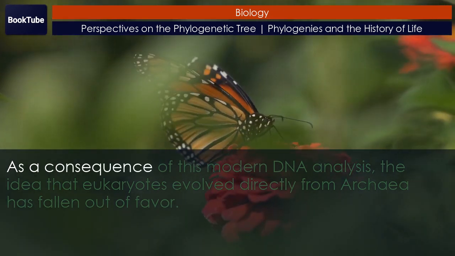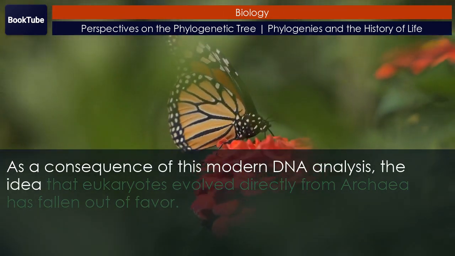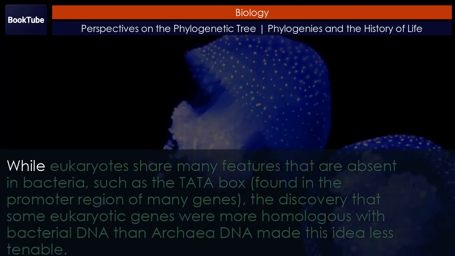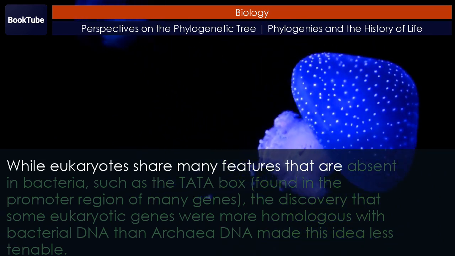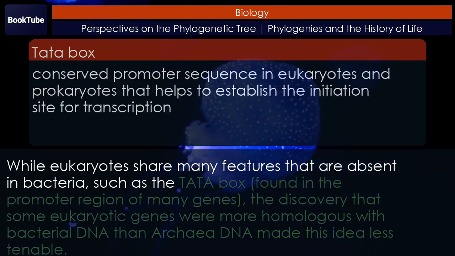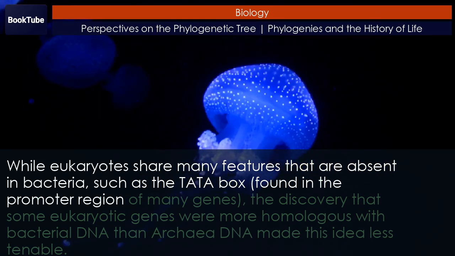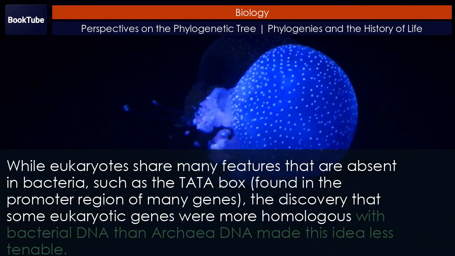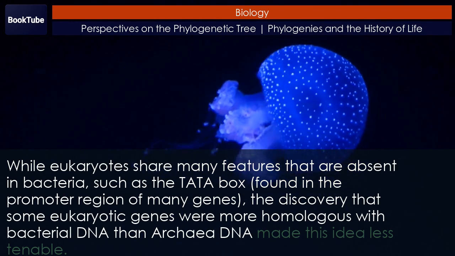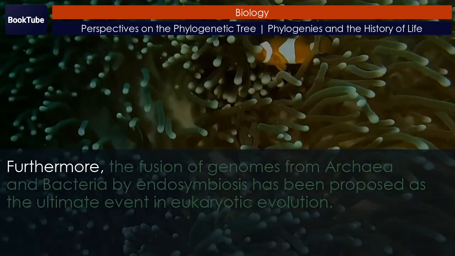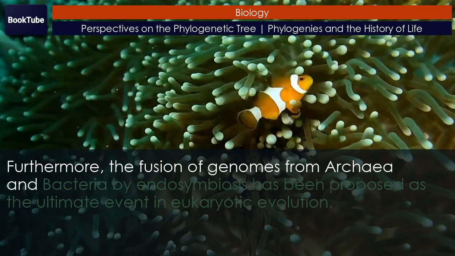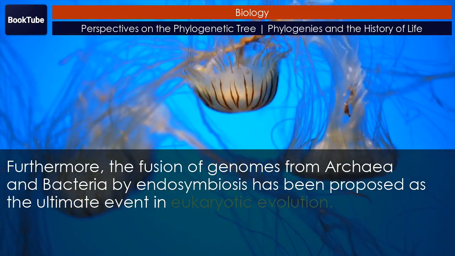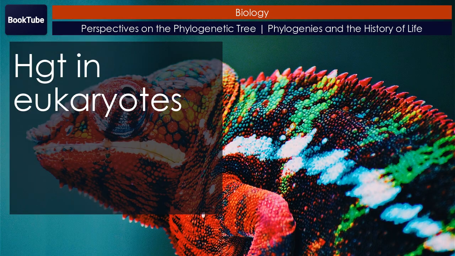As a consequence of this modern DNA analysis, the idea that eukaryotes evolved directly from archaea has fallen out of favor. While eukaryotes share many features that are absent in bacteria, such as the TATA box, found in the promoter region of many genes, the discovery that some eukaryotic genes were more homologous with bacterial DNA than archaea DNA made this idea less tenable. Furthermore, the fusion of genomes from archaea and bacteria by endosymbiosis has been proposed as the ultimate event in eukaryotic evolution. HGT in eukaryotes.